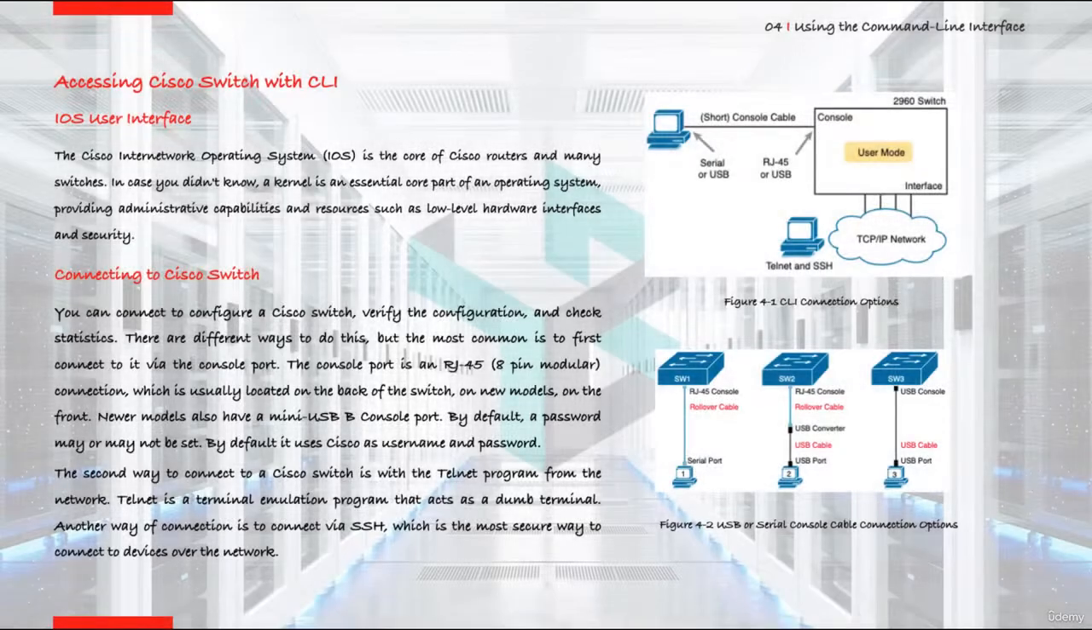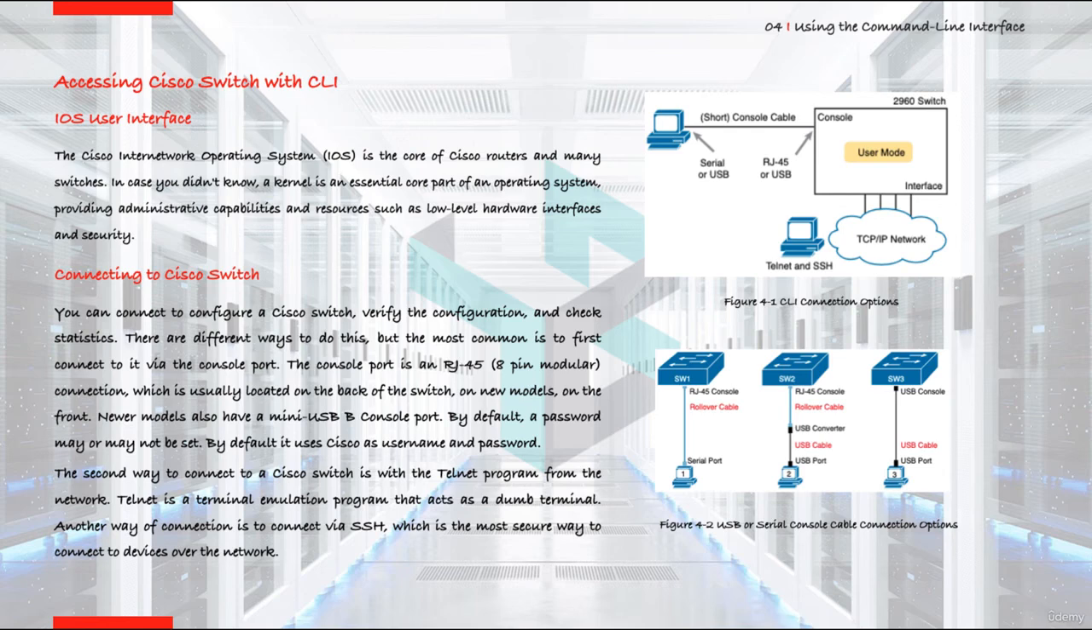Now let's talk about iOS first. iOS is the operating system of our Cisco routers and switches. That is, if operating systems such as Windows or Linux provide us with the necessary software for the operation of our computer, the operating system that makes our routers and switches work is iOS. So to be able to configure this iOS, we need to access the CLI, that is, the command line interface.